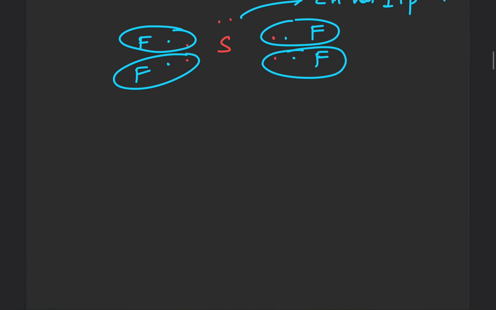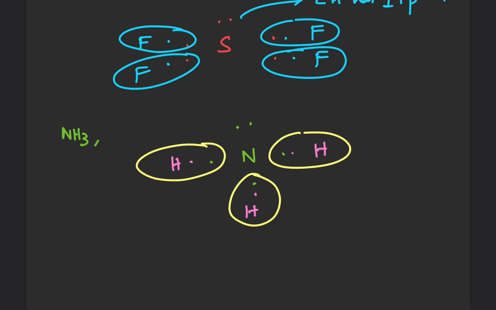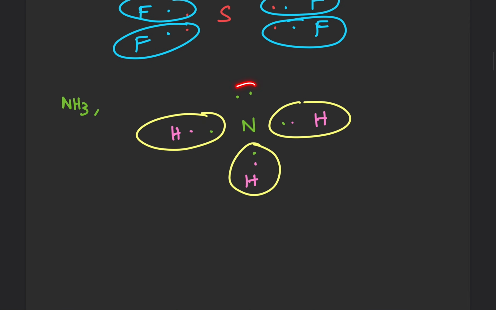Let's talk about NH3 next. So N has 5 valence electrons. It shares one electron with each hydrogen atom. So now you can see the central atom has one lone pair. So let's put a star mark here.